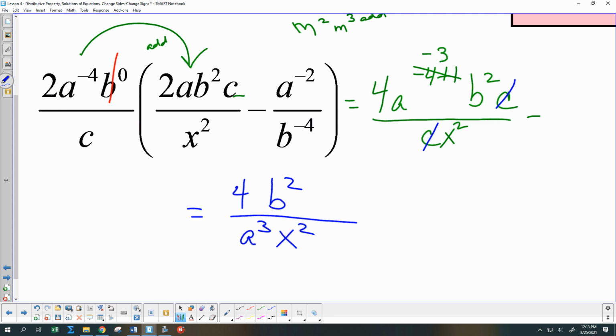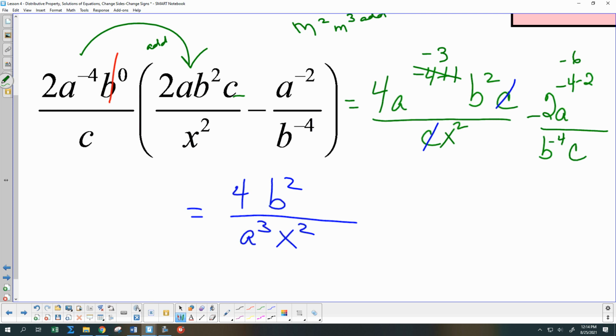Okay, let's do the second term. We're going to do the same thing now. We're going to take this 2a to the minus 4 times 1 times the a to the minus 2. So this time I'm going to have the 2, and I'm going to have the a to the minus 4 plus the minus 2, or minus 6. And then the other thing I've still got is the 1, so I don't need to write that down. And then in the denominator, I have c b to the minus 4, or b to the minus 4c if I go ahead with alphabetical order.